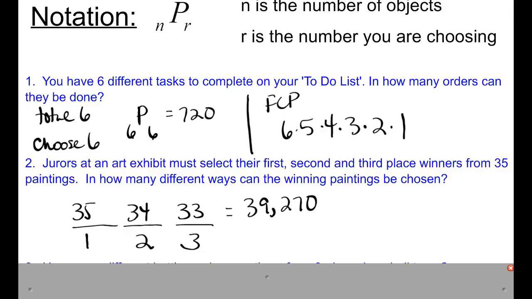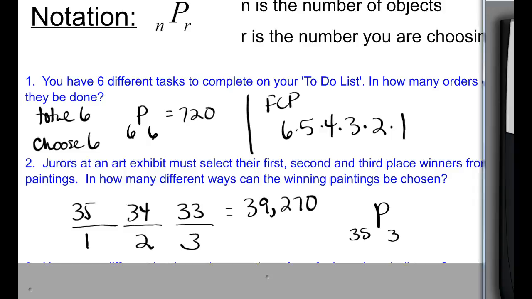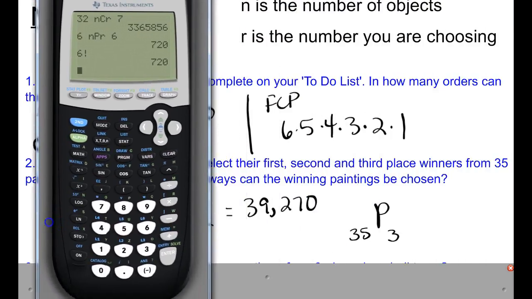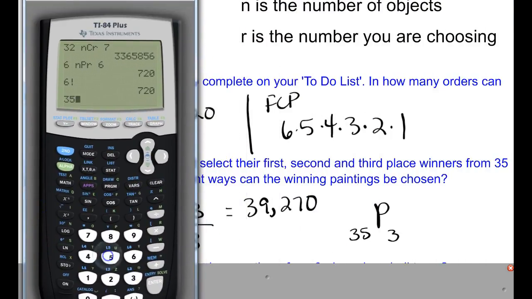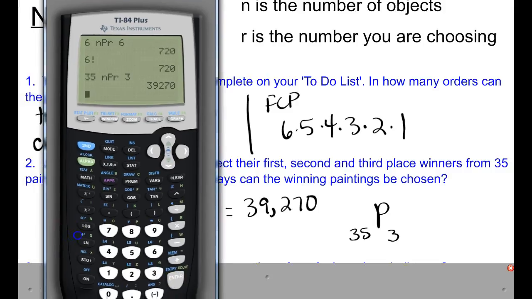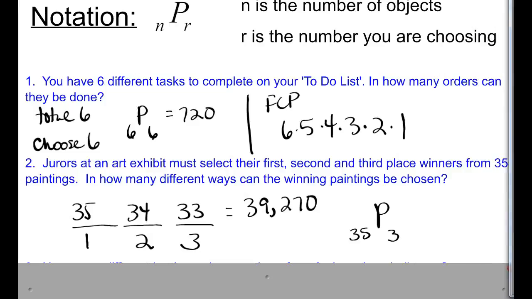39,270 ways. Well, the other way that we can get this number is 35P3, and 35P3 will yield that same result. Let me prove it to you. 35P3, 35, math, 39,270. I'm on a roll. I have not made a mistake yet.